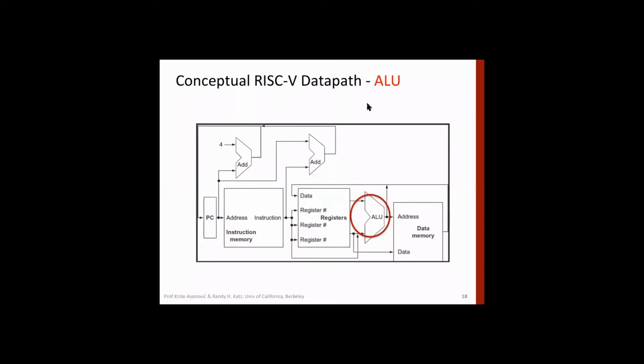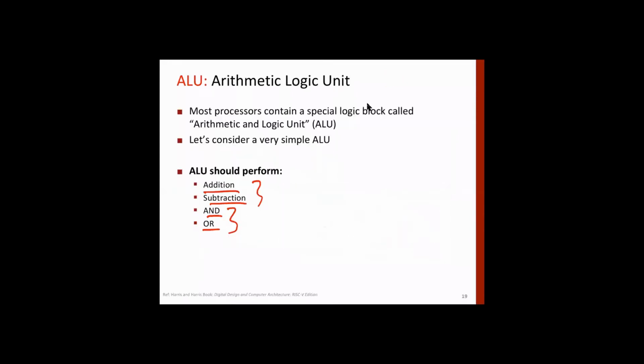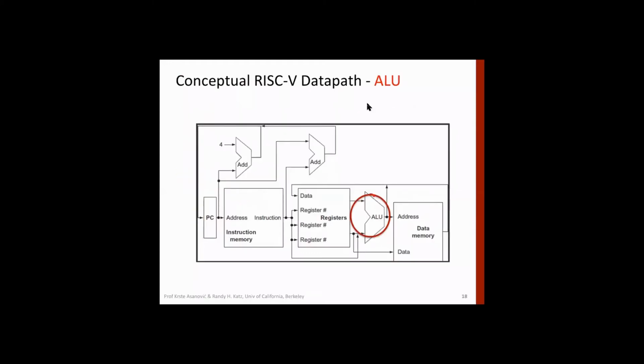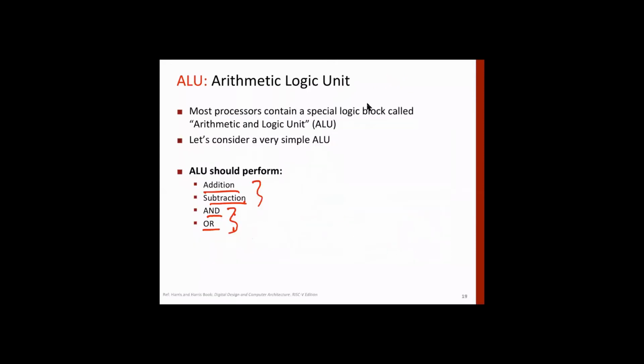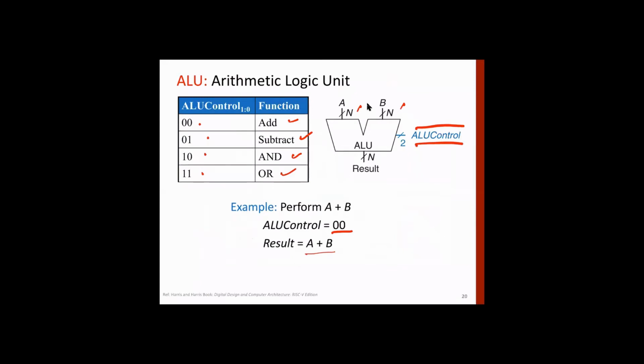So right now what we are doing is very simple. The operations that the ALU can perform are addition, subtraction, AND, and OR. So the ALU is right here. In order to perform these four operations, we need 2 bits for control. These are the 2 bits here.